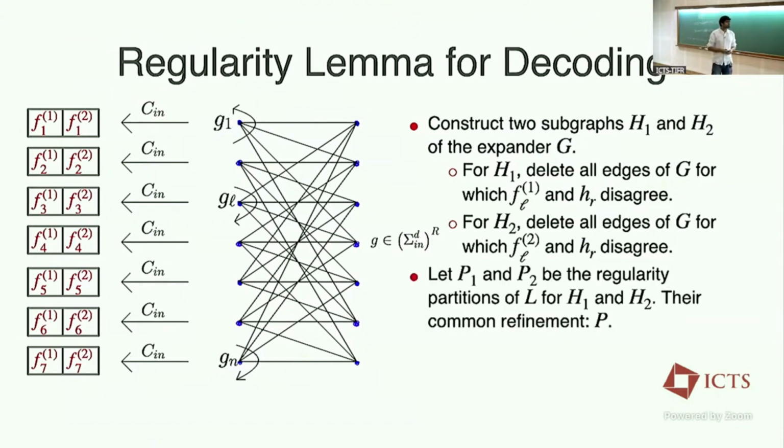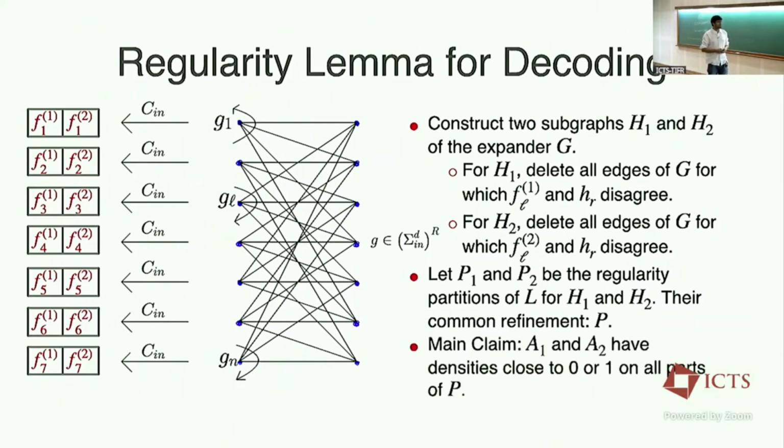And let's say P1 and P2 are the two regularity partitions we get based on this subgraph of the expander. The key claim is that A1 and A2 are actually going to have densities close to 0 or 1 on all parts of P.